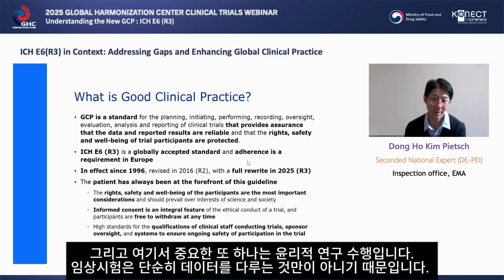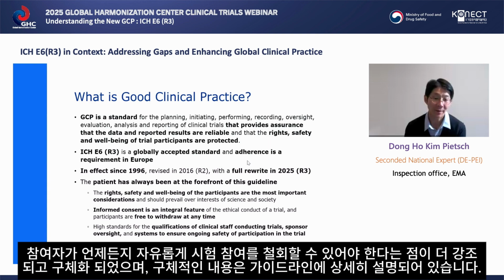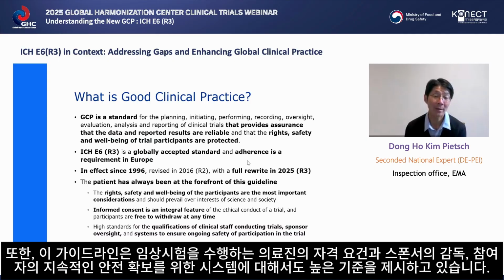Here is the ethical conduct, as it's not only about the data. It's also one point which was taken up and further elaborated in this revision, to stress further that participants are free to withdraw at any time from a clinical trial. Further specifics are described in the guideline. It also sets high standards for the qualification of clinical staff conducting clinical trials, for oversight by the sponsor or sponsors, and for systems to ensure ongoing safety of participation in the trial.